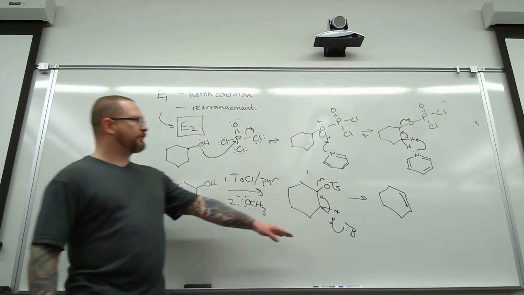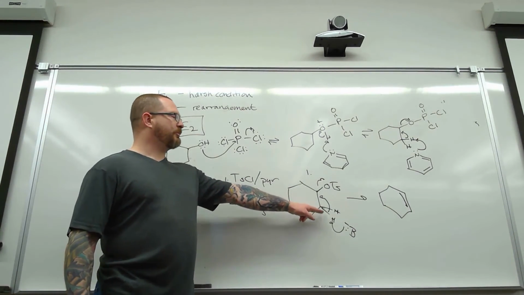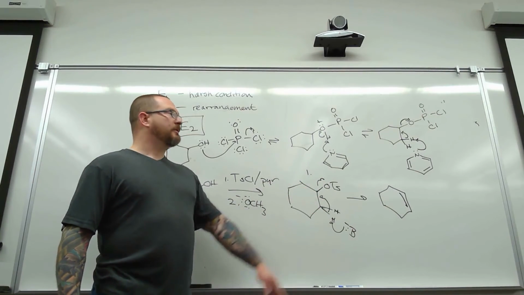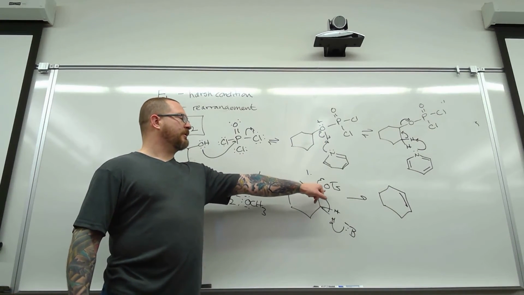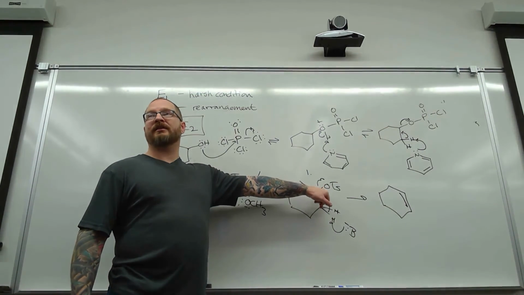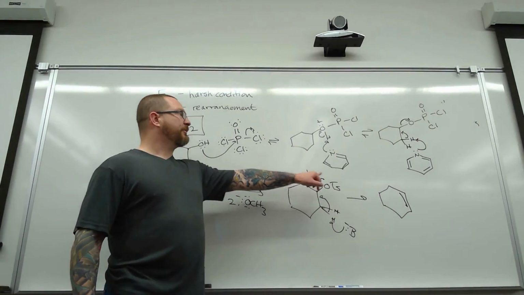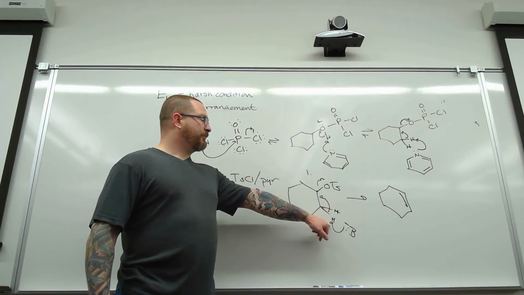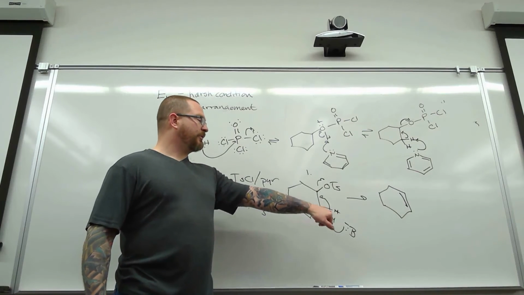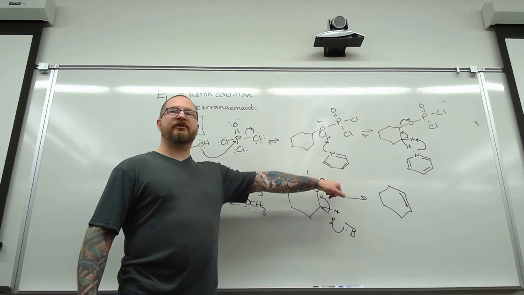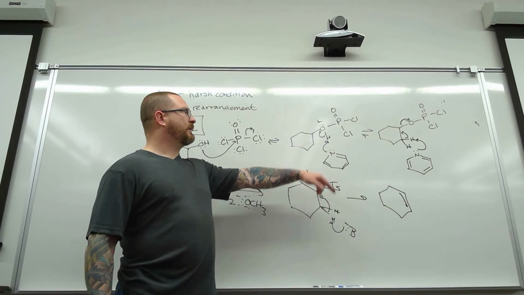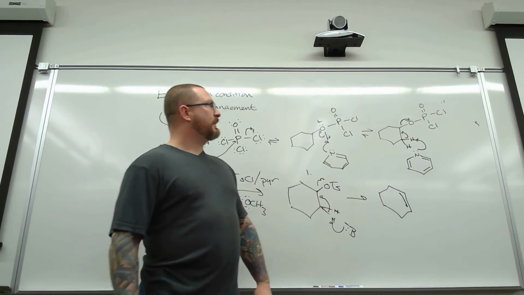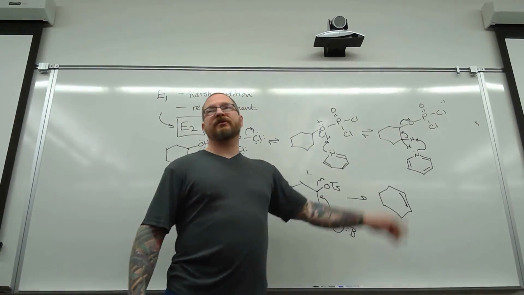Well, this is going to be a stronger base, so I'm guessing this needs a little bit more initiative to kick this off. This is a stable product unto itself. Even though it's a great leaving group, it's a pretty stable product. So you're going to need to use a stronger base to grab that proton to initiate kicking that off as a leaving group versus this one where it can leave with a weaker base.